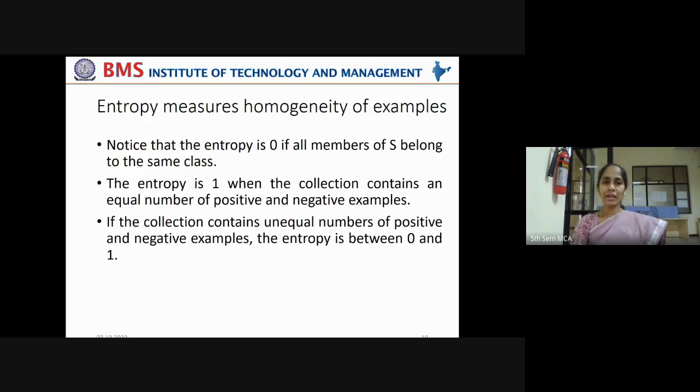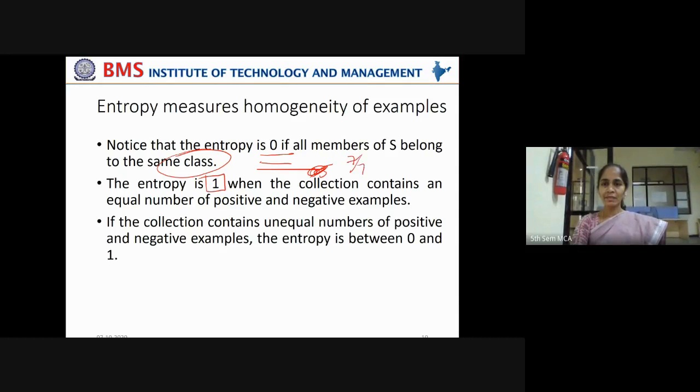You will clearly understand. Notice that entropy is 0 if all members of S belong to the same class, which is what I explained right now. And also notice that entropy is 1 when the collection contains an equal number of positive and negative examples. I have given it as 0.5, I think. No, sorry, it is not 0.5. It is 1. Why? Because we give it like this.